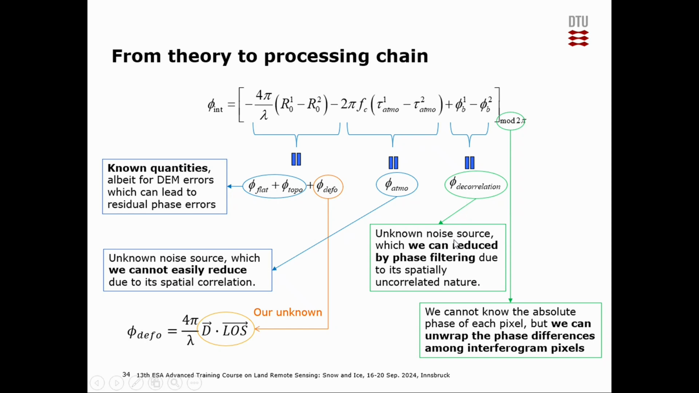Decorrelation, well, we cannot remove it, but because it's spatially uncorrelated, we can do some spatial averaging to reduce its effects. Atmosphere is a big problem. It's very tricky: if we just have one interferogram, it can be misinterpreted as deformation. Then we have this modulus 2 pi, and we have only seen phase variations between minus pi and pi until now, but to recover motion, we will have to unwrap these phase differences and carry out an image processing step called phase unwrapping in 2 dimensions.